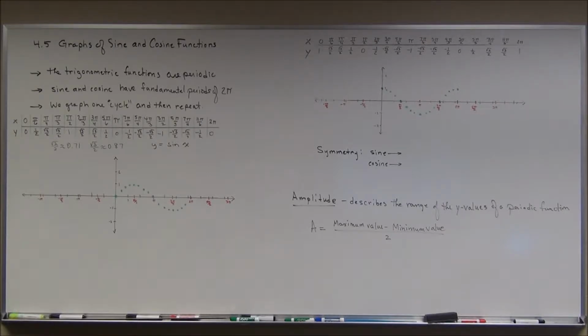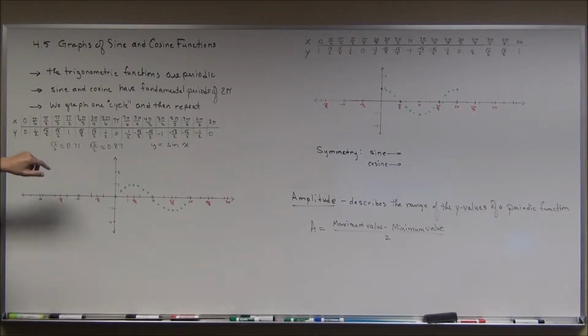To graph y equals the sine of x, I plot some points, and notice here, I picked all the multiples of pi over 6 and pi over 4 between 0 and 2 pi to get a good idea of what's going on. And down below, these are the y values. Now, you know that a half is 0.5. Well, this is approximately 0.71. And this is approximately 0.87. So I can approximate my graphs here.